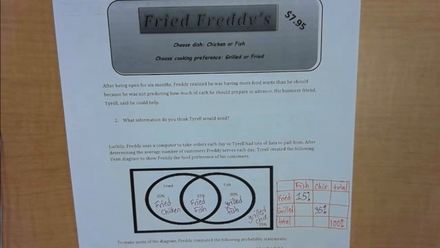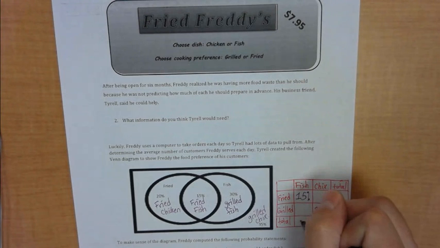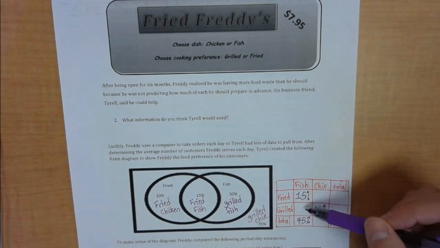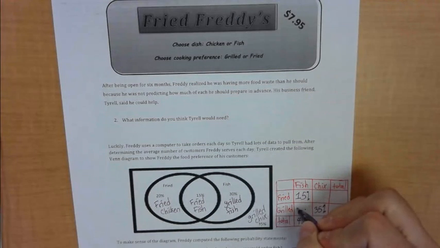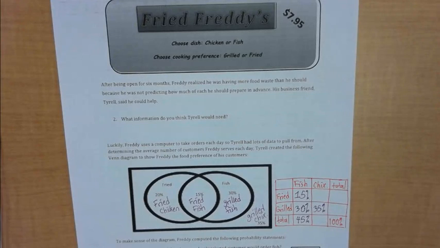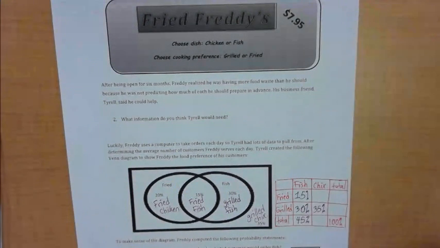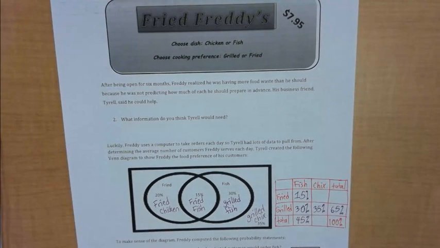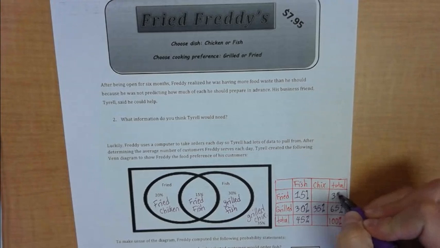If I want to know what percentage is total for fish, I just need to look at the whole fish circle in my Venn diagram, and that would be 15 plus 30, which is 45% of my orders would be fish. I know that 15 plus this blank has to equal 45, and that makes 30% for grilled fish orders. I can do 30 plus 35. That gets me to 65% of my orders. I know that blank plus 65 has to equal 100% of my orders, so that means this is 35%.